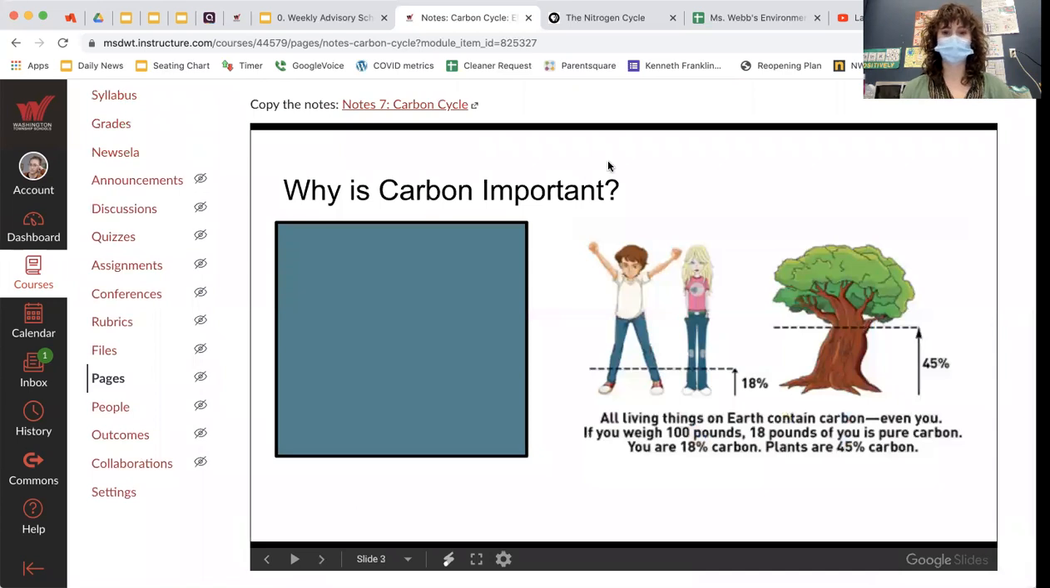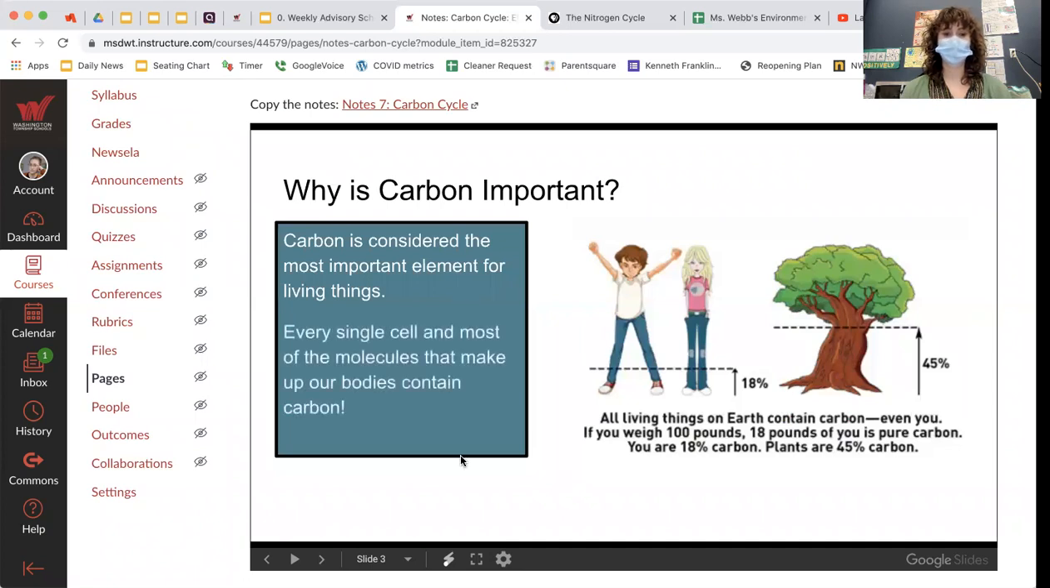All right, so why is carbon important? Carbon is considered the most important element for living things. 18% of us and 45% of plants are made up of just the element carbon. Every single cell and most of the molecules that make up our bodies contain carbon. So pretty much everything.